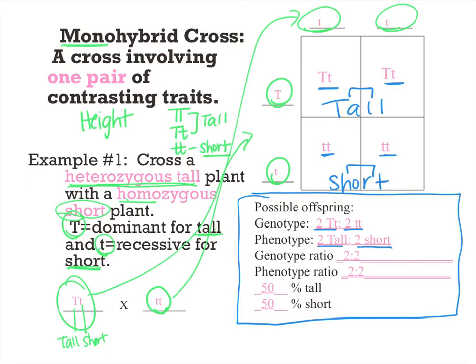You might see it asked as a ratio. So you would put how many of each, with a colon between it. It's kind of like a fraction. But a 2-to-2 ratio can be reduced to 1-to-1. Of course, your genotypes will be 2-to-2 and your phenotypes will be 2-to-2. And then tall and short. Well, 2 out of your 4 are tall, so that's 50%, and 2 out of your 4 are short, so that's 50%, because there's 4 total boxes up here. So that would be basically how you do a Punnett square.